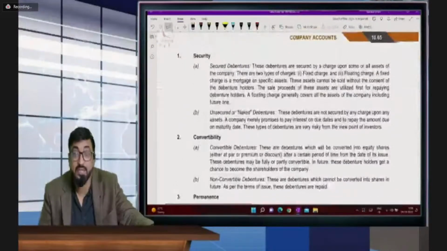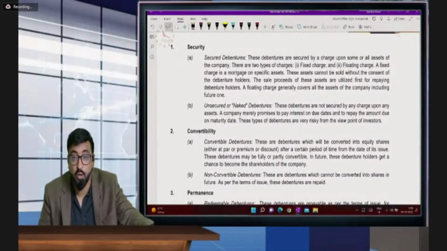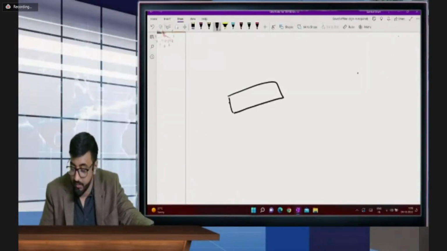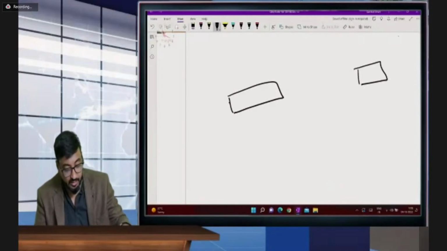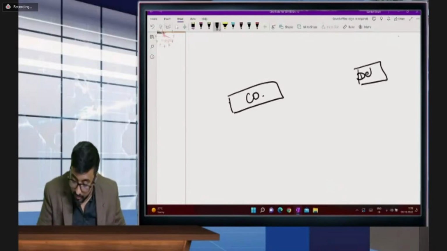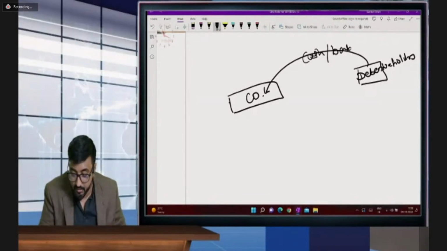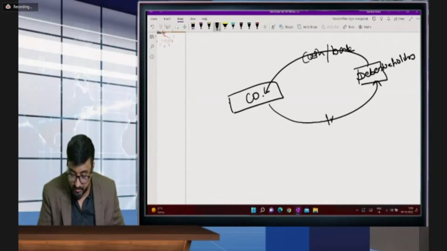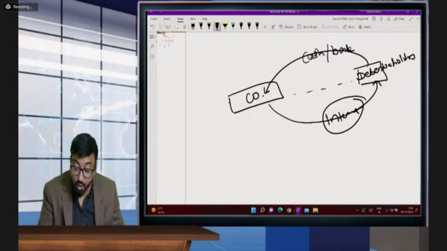Types of debentures, beta, secured debentures. Secured debentures means you kept some security. For example, suppose, yes, I will give you an example, then it will be easy for you. Suppose there is a company. Now here there are debenture holders. Debenture holders are paying cash or bank balance to the company, and the company is paying interest. But debenture holders will ask for some security.